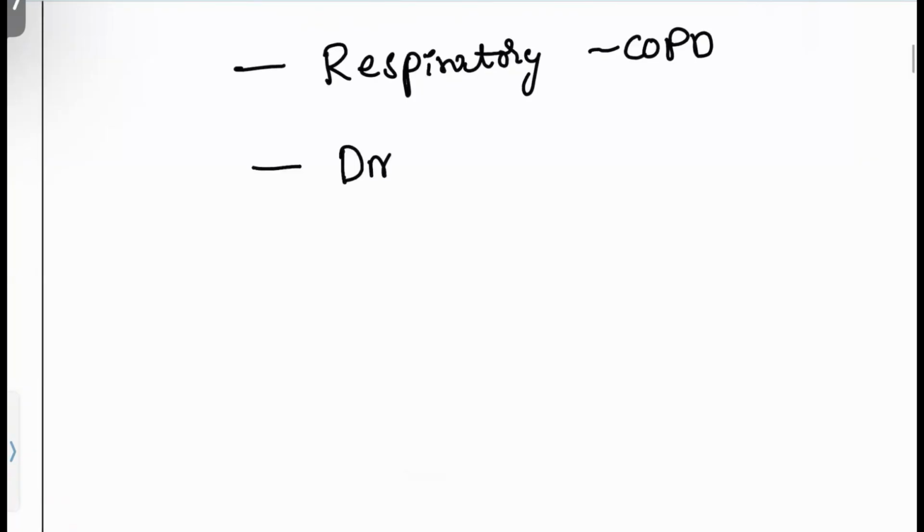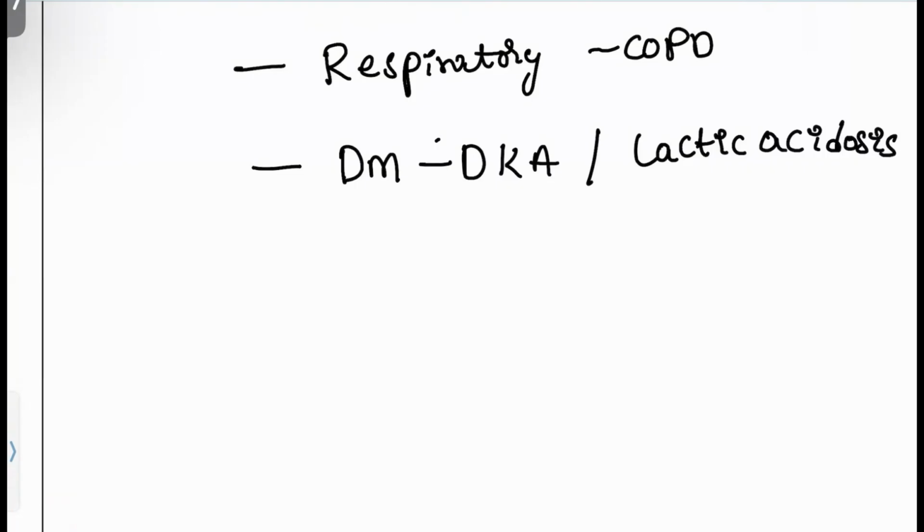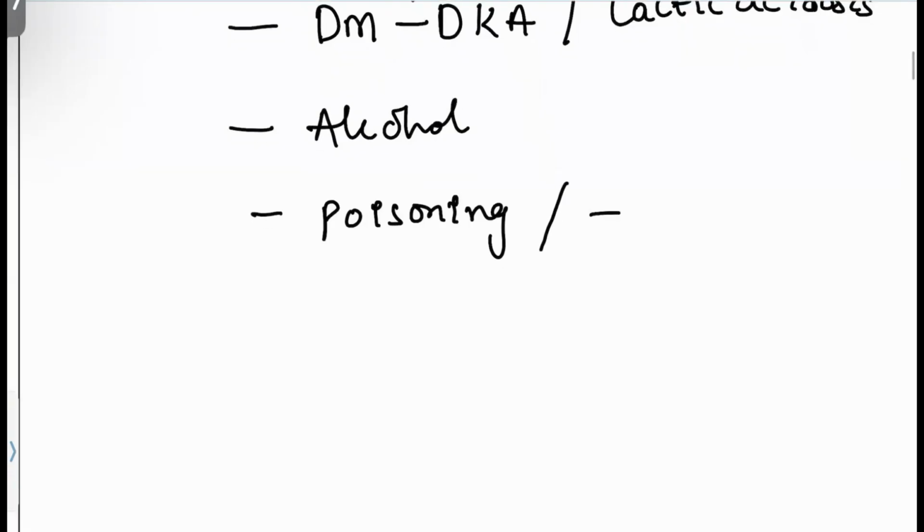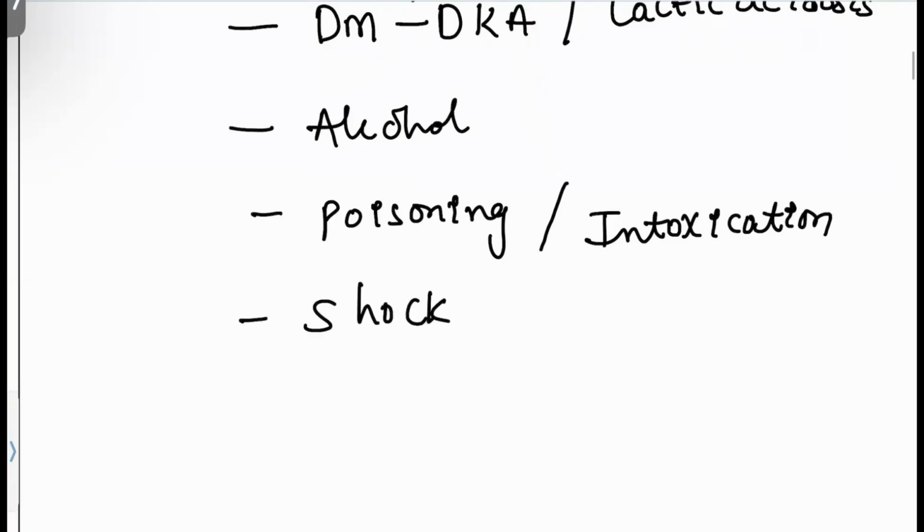And next, those with diabetes mellitus and its common complication, diabetic ketoacidosis, or patients with lactic acidosis, or alcohol intoxication, or those suffering from common conditions like poisoning, and even patients with drug intoxications, or patients with severe shock-like symptoms, all these patients we are going to check the ABG analysis.